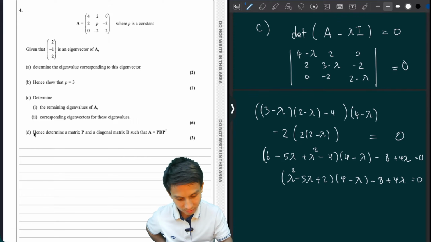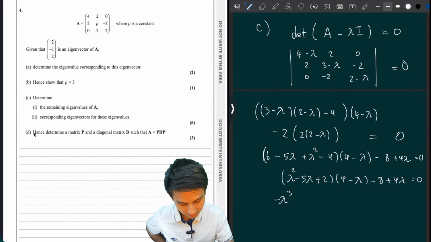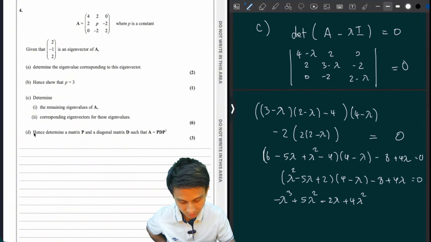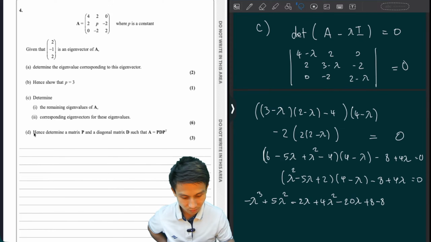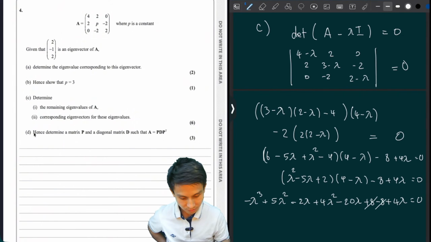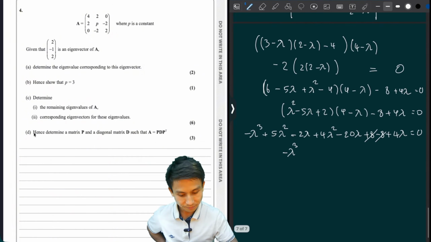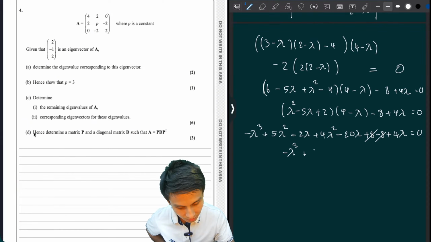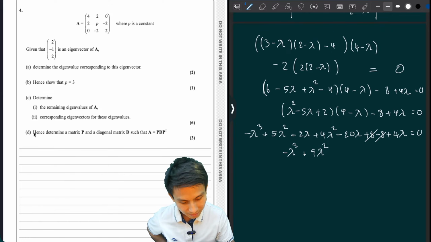Yeah, we're going to get a cubic, right? So minus lambda cubed plus 5 lambda squared minus 2 lambda plus 4 lambda squared minus 20 lambda plus 8 minus 8 plus 4 lambda equals 0. So the 8 cancel there, and then what do we have? We have minus lambda cubed. The lambda squared, we have 9 of them, and then the lambda we have minus 18, if you collect all the terms there.